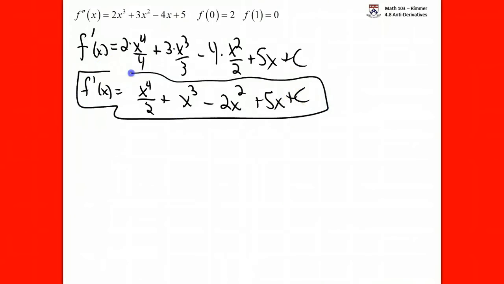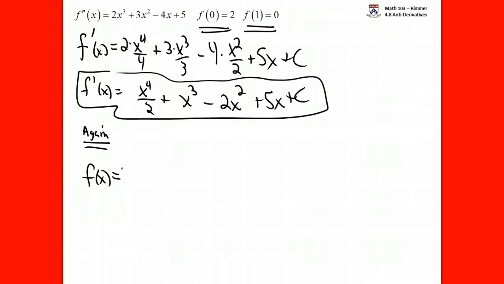That's the derivative, though, not the function. We can't use this information because this information is not about the derivative. This information is about the function. So we need to do it again. Antiderivative of f prime is f. So we do it again, and we call it f of x.